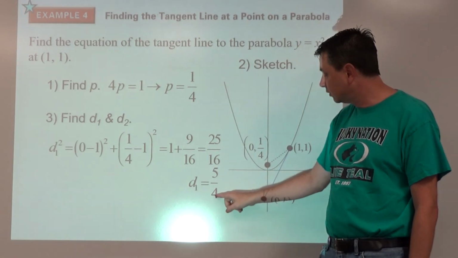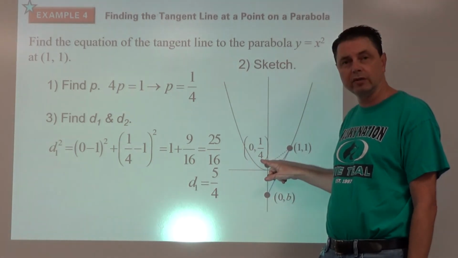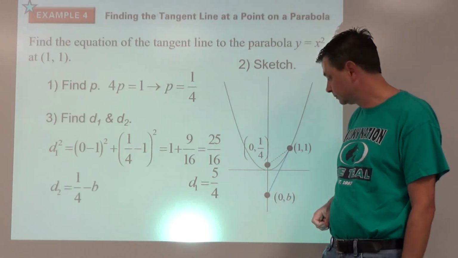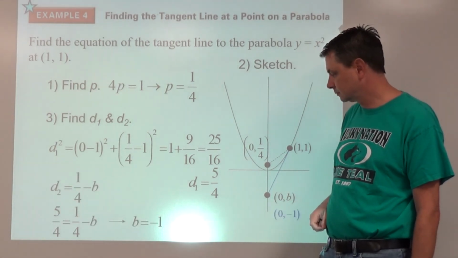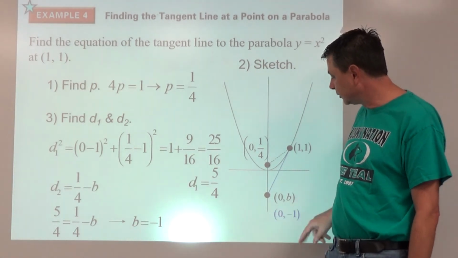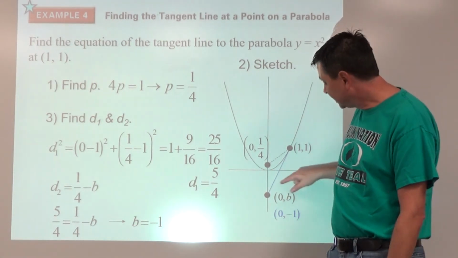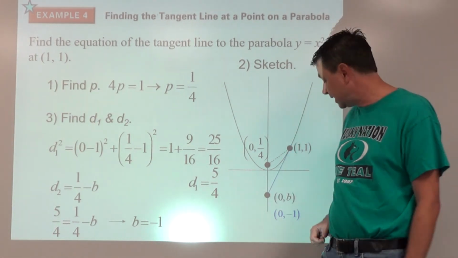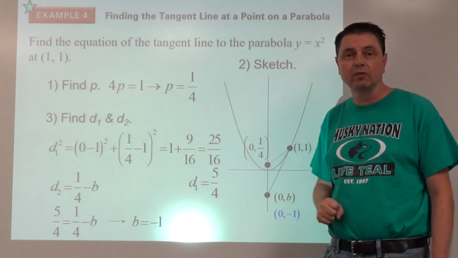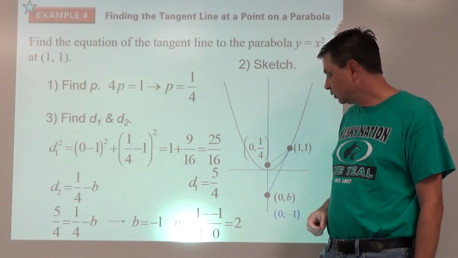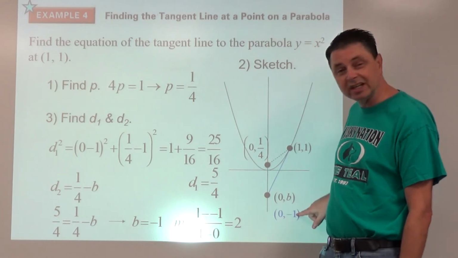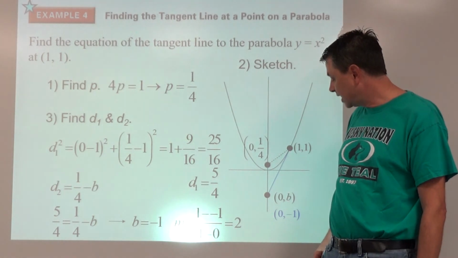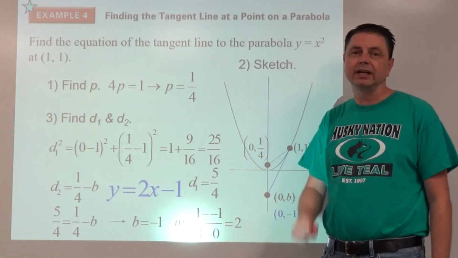So what is 5/4 lower than 1/4? That tells us that the y-coordinate here is -1. So 0, -1, there's our y-intercept. Now we can find the slope of that tangent line. You can use the slope formula. We get the slope is 2, y-intercept is -1, y equals mx plus b, equation of the tangent line, y equals 2x minus 1.